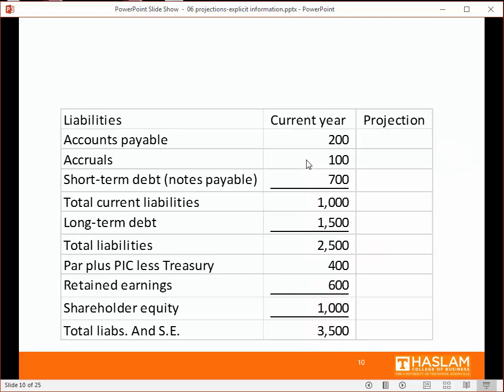On the liabilities, we have mostly financing decisions, and this is always the case. However, accounts payable is an operating liability, accruals is an operating liability, and basically everything else is a financing decision, including notes payable and short-term debt.